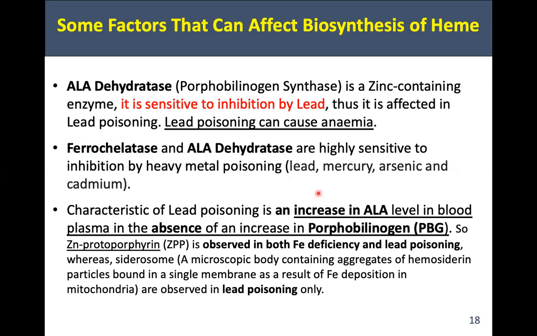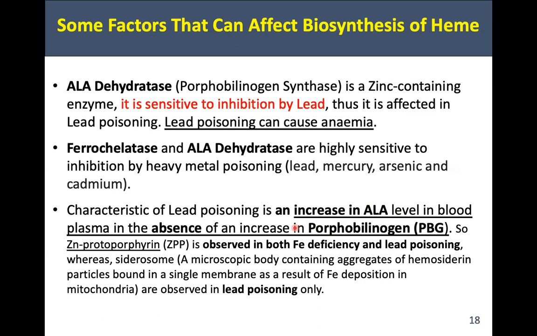Okay, so like I talked about before, one of the very characteristic findings of lead poisoning is an increase in ALA, but a decrease in PBG. And remember, this makes sense if you can remember that lead inhibits the enzyme ALA dehydratase. ALA dehydratase is responsible for converting ALA to PBG. And so if I can't convert ALA to PBG, what happens is that the ALA accumulates. So I get very high levels of ALA and low levels of PBG, right?